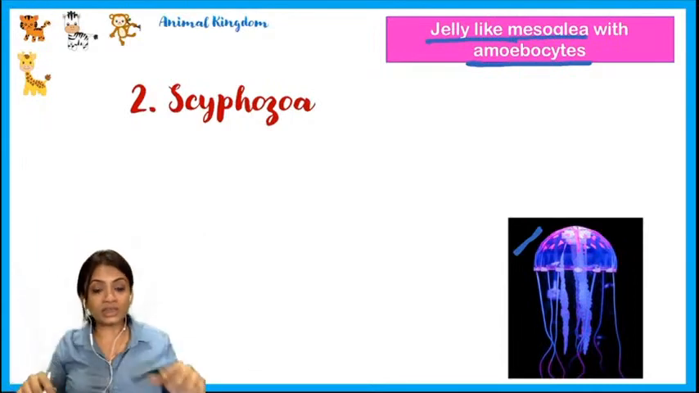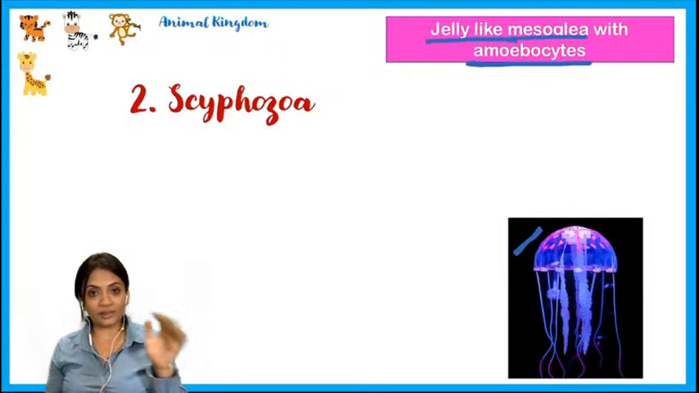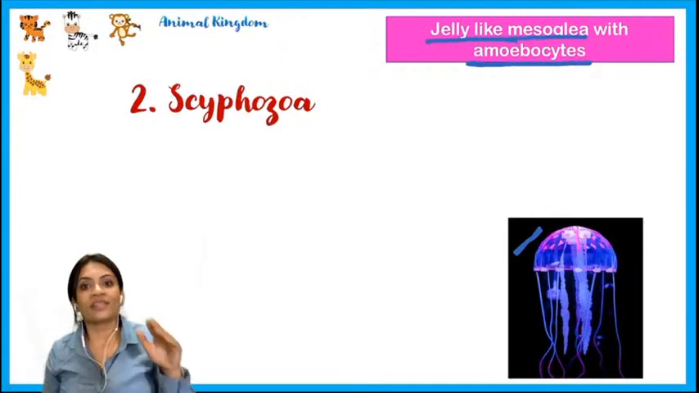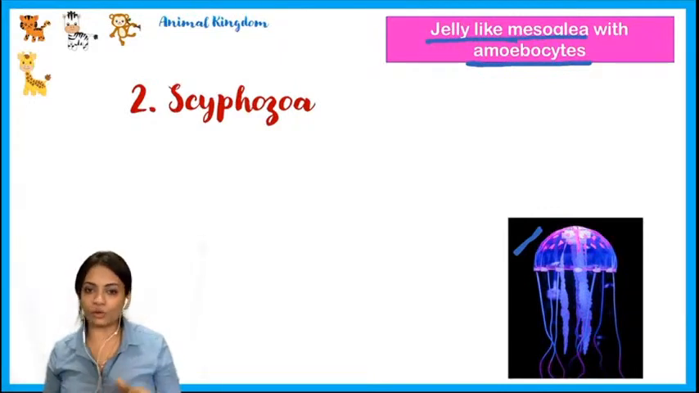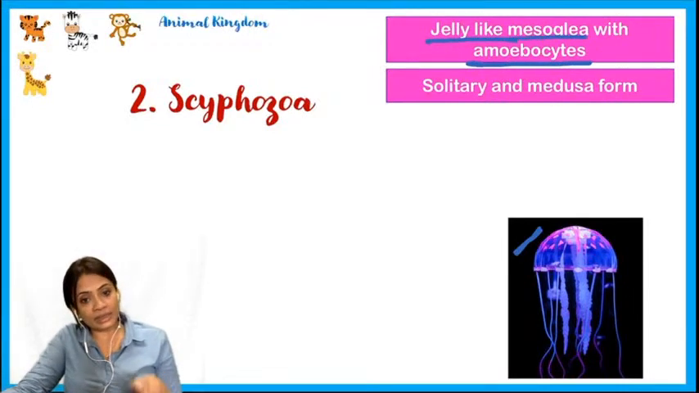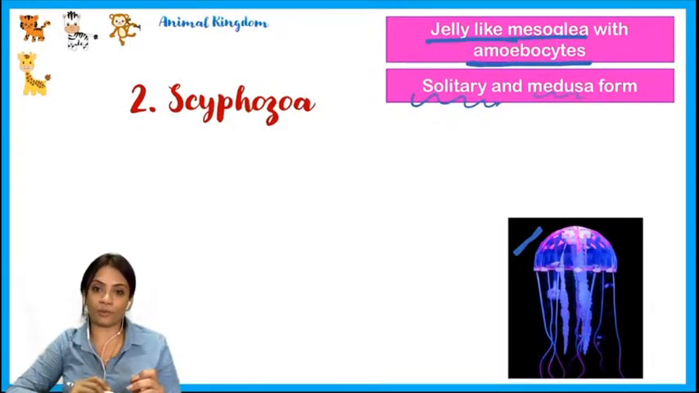In our first class, Hydrozoa, the mesoglea had no cells at all. In the second class, Scyphozoa, there is mesoglea, no doubt, because it is diploblastic, but that mesoglea is jelly-like and contains amoebocytes. In this class also, there is a solitary form, and there is a medusa form as well.